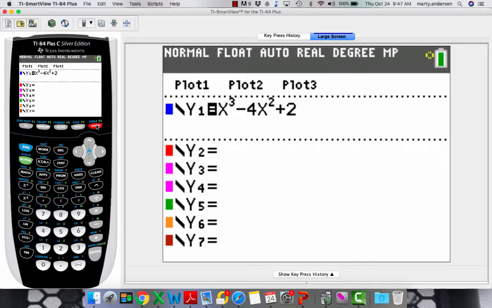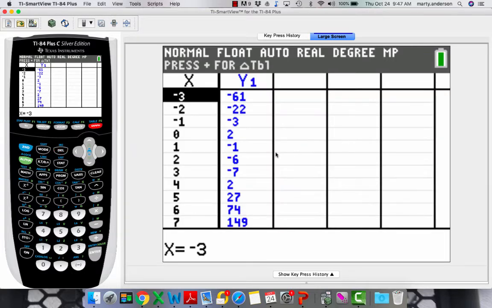Again, let's look at the table. When we look at the table, we can see here that we're going to have a zero between negative 1 and 0 because I go from a negative to a positive. There's a zero in between there. Then I go from 0 to, so I'm going to be between 0 and 1, and then I have to have another zero over here between 3 and 4.